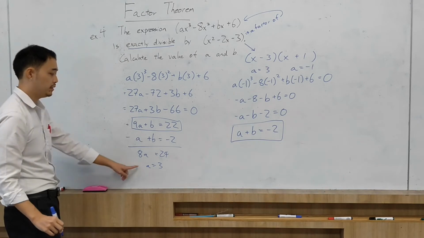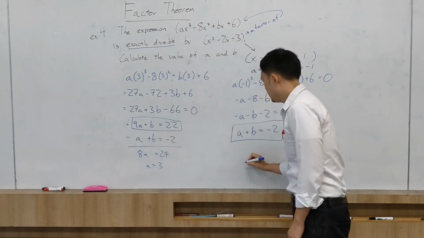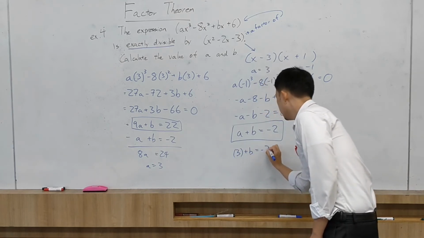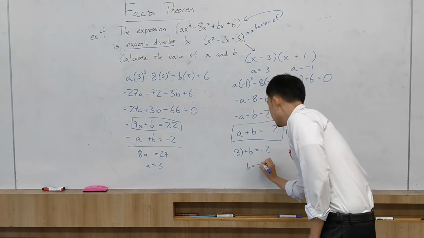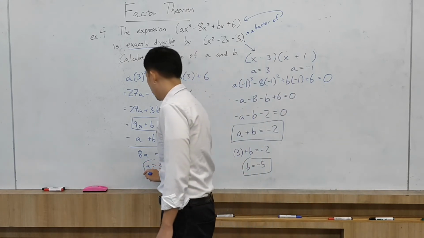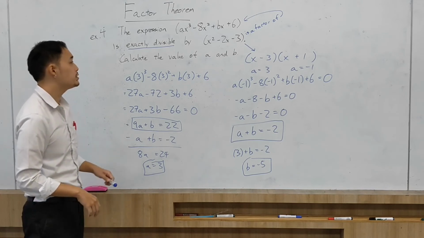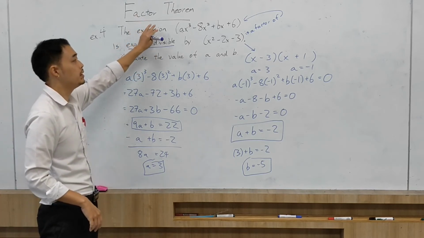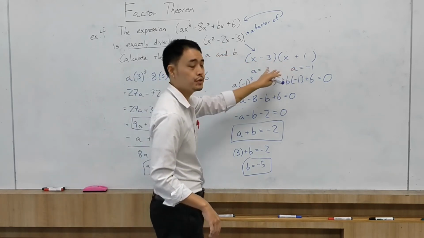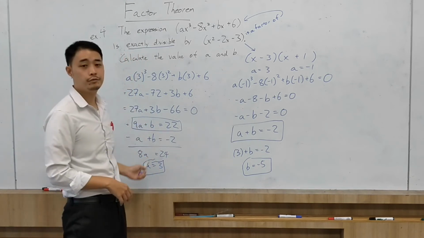And then once I have my a equals 3, let's plug back into this guy. 3 plus b equals negative 2, so that means b equals negative 5. And there we have it. Our b is negative 5, our a is 3. So again, the key to this is using the factor theorem, understanding that this breaks down into two different pieces, and coming up with a way to create two equations to help us solve for our two unknowns.